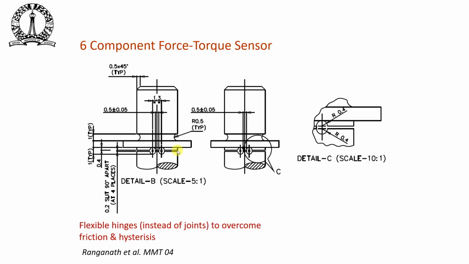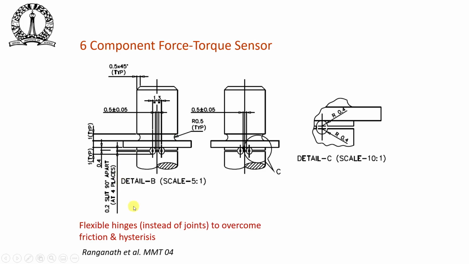But as a sensor, we don't need too much motion at the joints anyway. A sensor is normally a rigid or semi-rigid structure which does not deform a lot. So in this way, we can make sure that the top platform will move with respect to the bottom platform without the effect of the friction and other problems associated with the spherical joint.